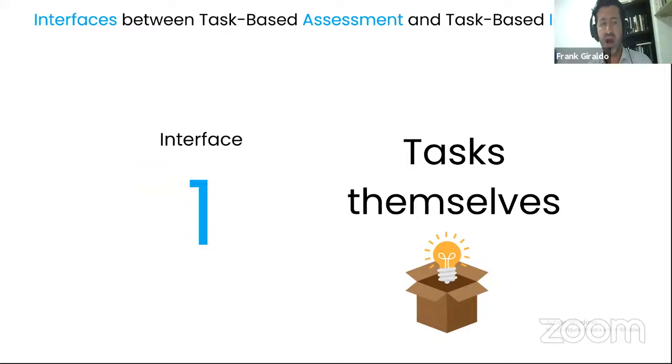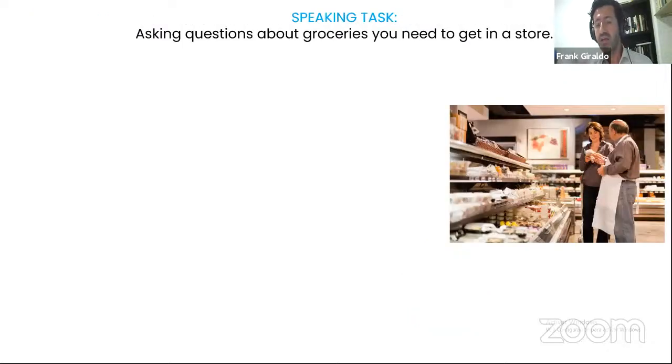So the tasks are the ones that help you to teach and help students to learn. So in task-based instruction and assessment, the center of all that is a task. So here is an example of a task: asking questions about groceries you need to get in a store.